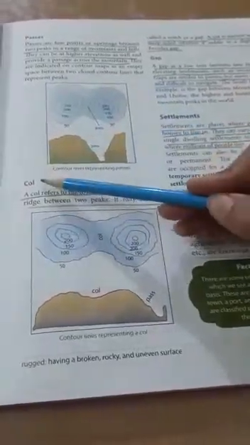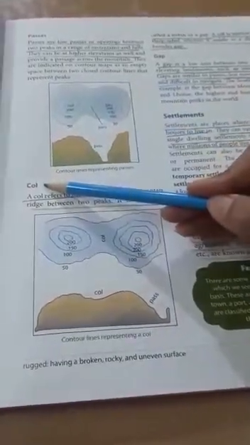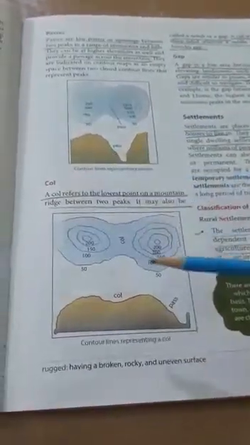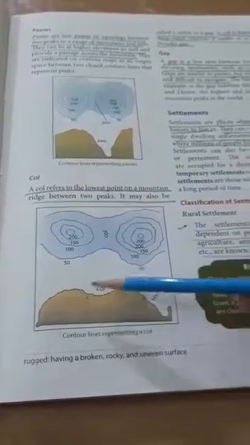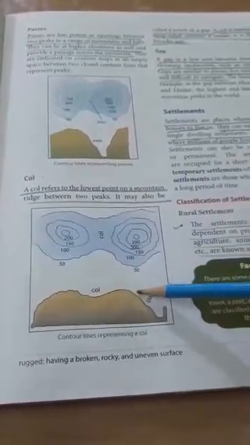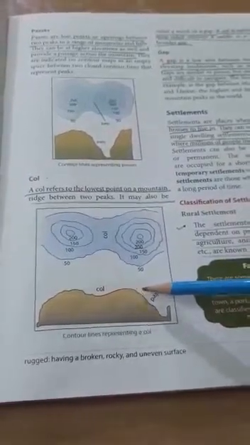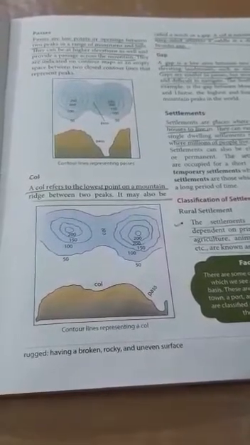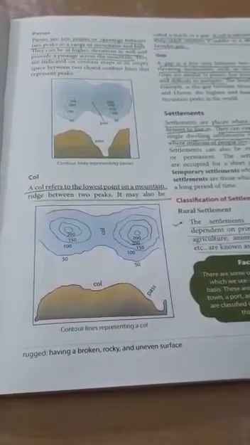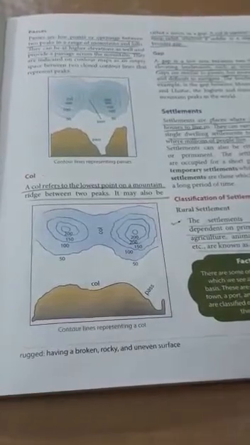Next topic is col. What does it refer to? It refers to the lowest point on a mountain ridge between two peaks. It may also be called a notch or a gap. A col is narrow and steep-sided, whereas a saddle is a slightly broader gap.